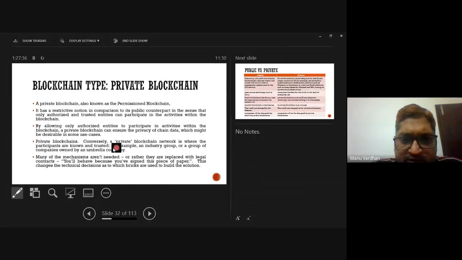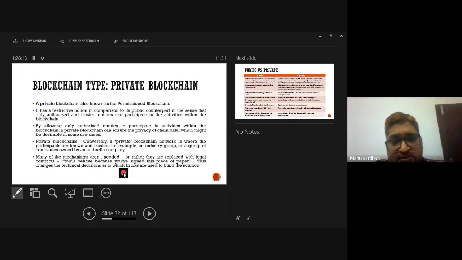Conversely, a private blockchain network is where the participants are known and trusted. Like in an industry or a group of companies owned by an umbrella company, many of the mechanisms are not needed. This is very important, because many of the complex mechanisms are not needed in a private blockchain, or rather they are replaced with legal contracts. So you will behave because you have signed a piece of paper. We are bound to behave in a very fair, very parliamentary manner, because we have signed a contract in a private blockchain.